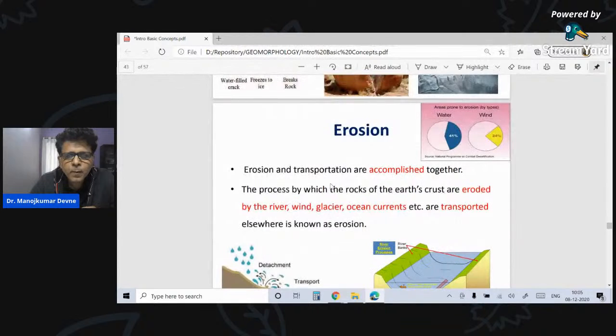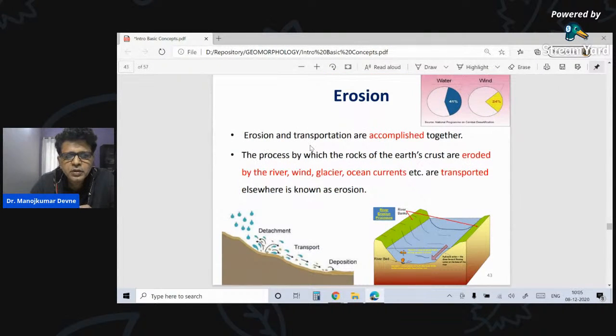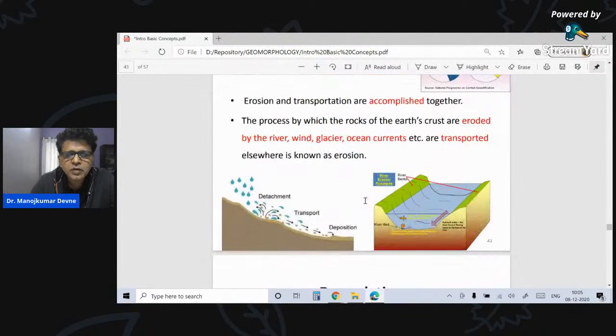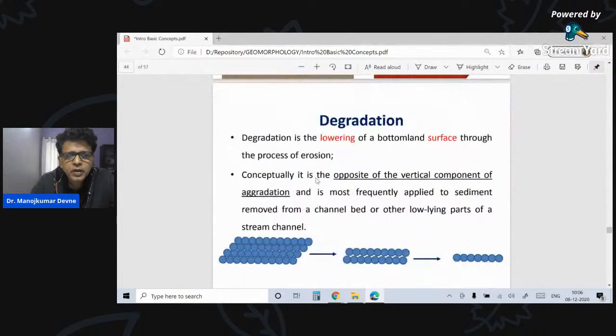What is erosion? You'll see that erosion and transportation are accomplished together, and that's why it is separated from weathering. It is the process by which rocks on the Earth's crust are eroded. You'll see how they are moving down here. So this is erosion.